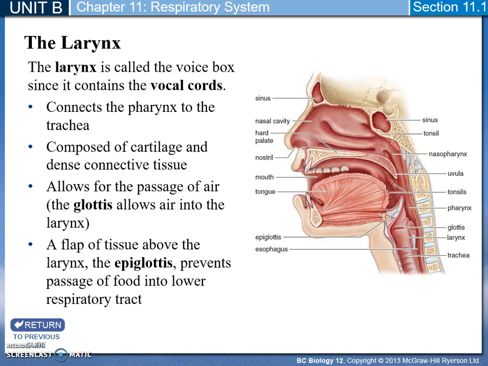And we've looked at a simulation in the online resource, which demonstrated quite clearly what takes place during swallowing to prevent food from entering into the respiratory tract.